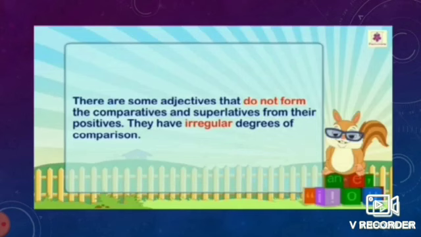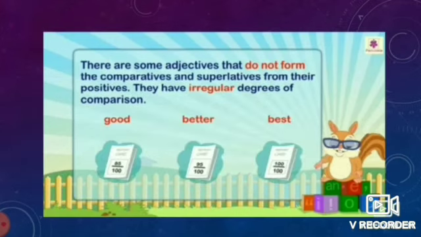There are some adjectives that do not form the comparatives and superlatives from their positives. They have irregular degrees of comparison. For example, good, better, best.